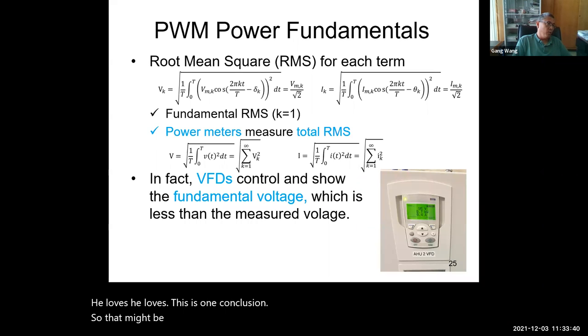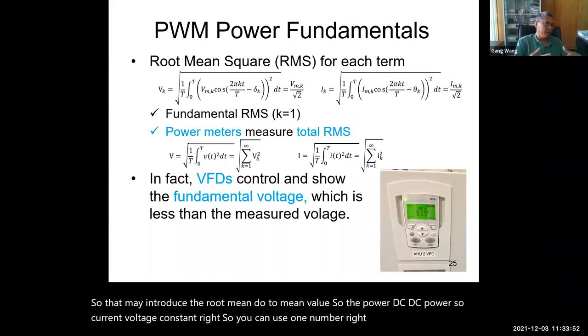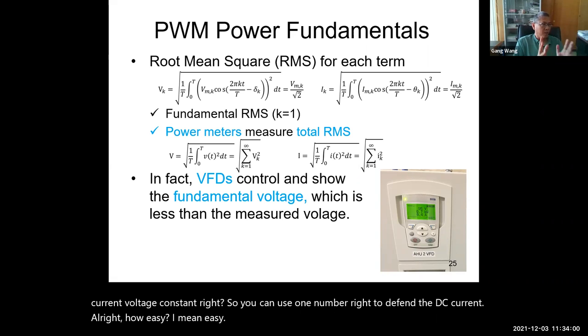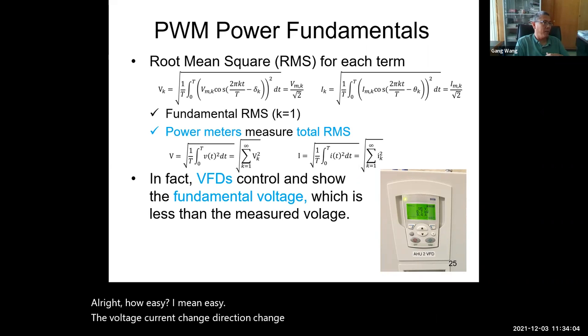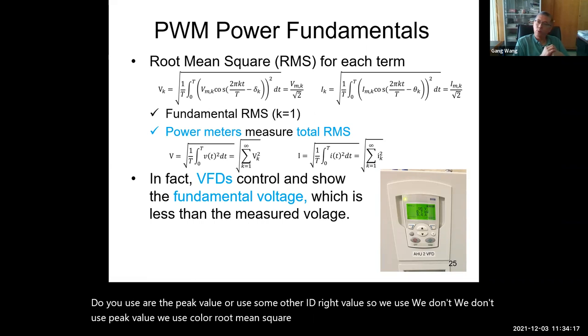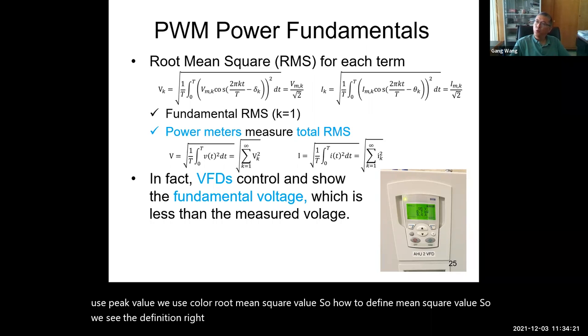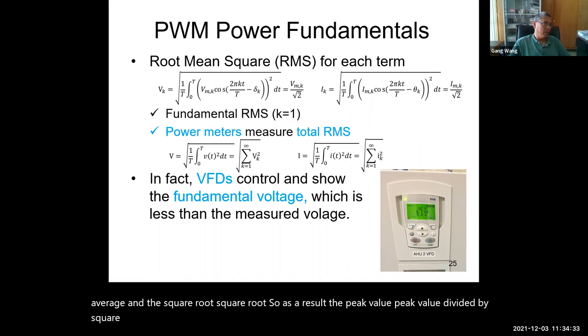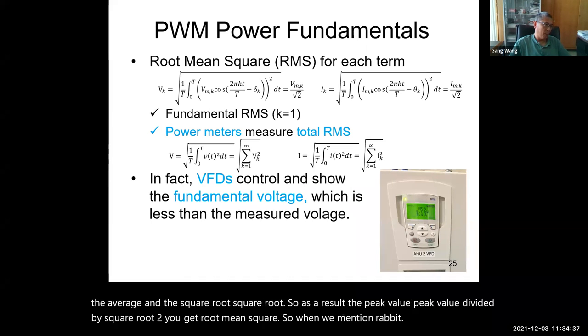So let me introduce the root mean square value. For DC power, current and voltage are constant, so you can use one number to define the DC current and power. For AC, as I mentioned, the voltage and current change direction and change value with time. So do you use the peak value or some other value? Actually, we don't use the peak value; we use the root mean square value. How do we define it? Let's see the definition: we square, take the average, and then take the square root. As a result, the peak value divided by square root of 2 gives you the root mean square. So when we mention 120 volts, right?